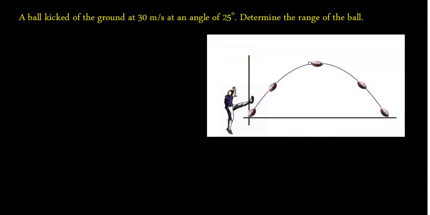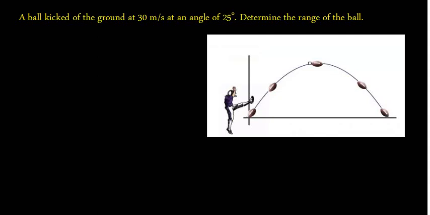Hello again with another example related to motion in two dimensions and the projectile. I have a ball kicked off the ground at 30 meters per second at an angle of 25 degrees. That's the angle to the ground. We need to determine the range of the ball.